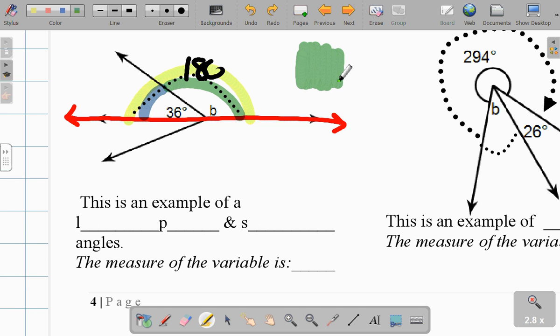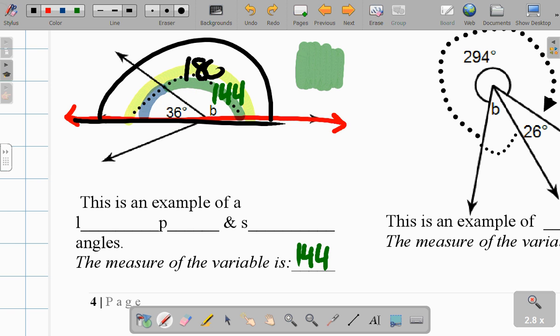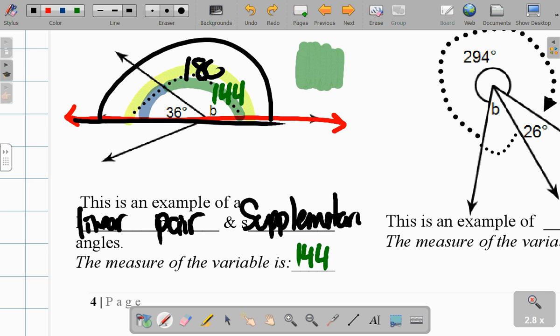Cassie, what'd you get, ma'am? Tell us how you got it, ma'am. Thumbs up if you got 144. Good. Now, I kind of made a mistake. This is called a what, folks? Okay, so it is a linear pair. Because it adds up to 180, what's that other word? Supplementary. But put another blank up there.